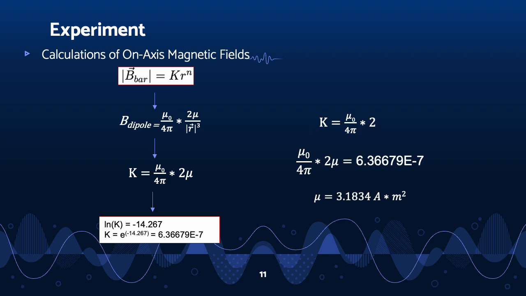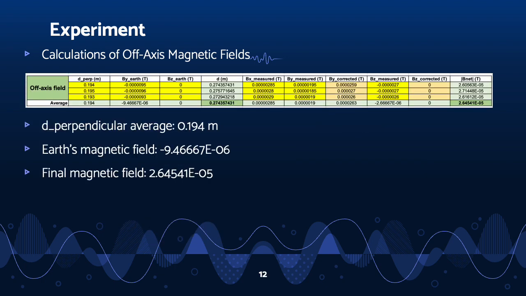2.5712. Now that we have a value for n, we can use the equation of a magnetic dipole on the axis to determine the magnetic moment of the magnet. From our line equation, we can see that the y-intercept is equal to the natural log of the constant k for the dipole equation. From k, we can find mu, which I calculated to be 3.1834 amps meter squared. I did 3 trials of d-perpendicular to get an average of 0.194 meters. The Excel file also helped me calculate Earth's magnetic field and the final magnetic field.